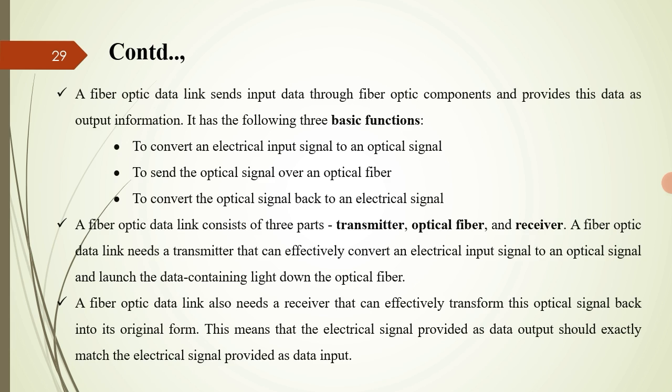The optical signal will be carried over an optical fiber, and the optical signal is converted back to the electrical signal. So here three things play a very important part: one is the transmitter, another is the optical fiber, and the third one is the receiver. The optical data link needs a transmitter that can efficiently convert the electrical signal into an optical signal and launch the data-containing light down the fiber optics. The fiber optic link also receives the signal efficiently and recovers the original signal.